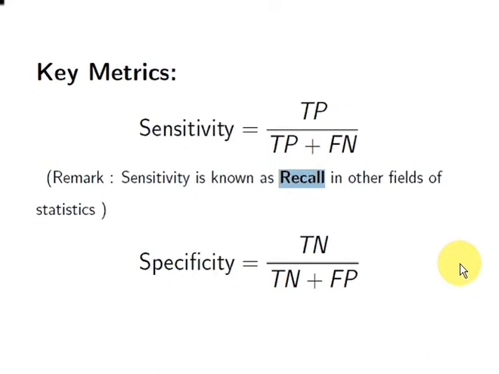In the other case, we have specificity, which is the total number of true negatives divided by the total number of actual negatives. That means the people who are predicted to be negative and are negative, divided by the total number of people who are healthy.